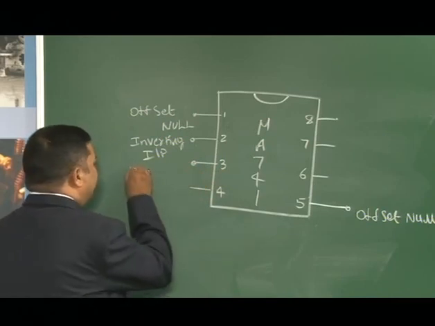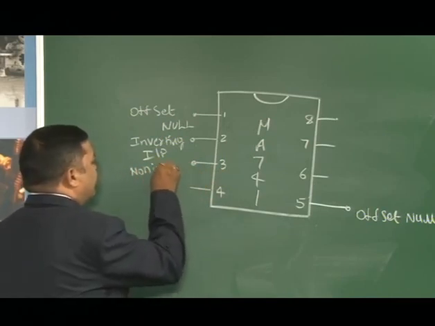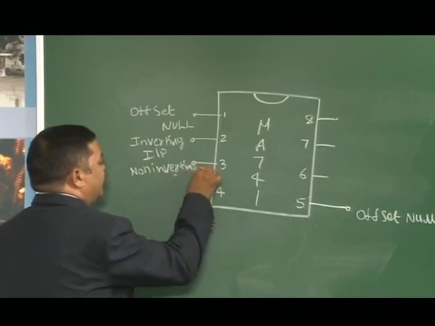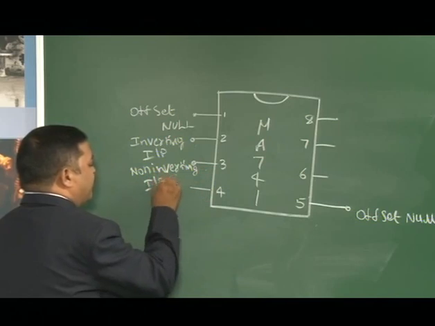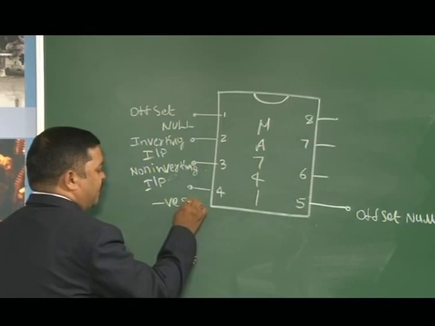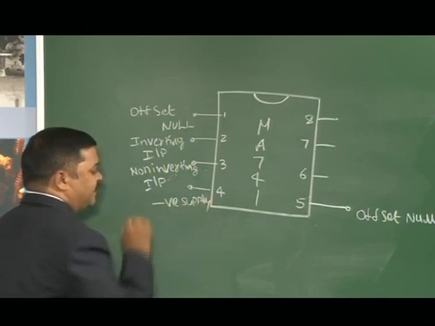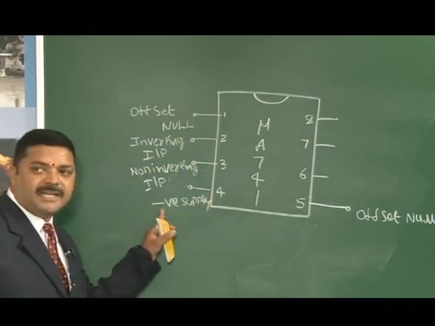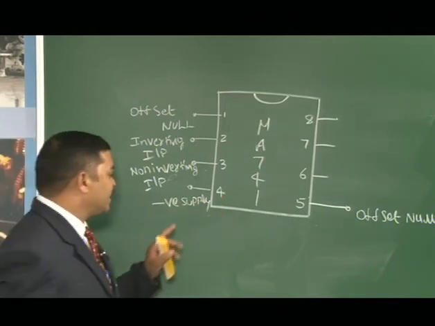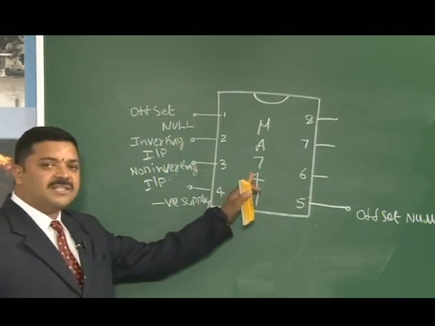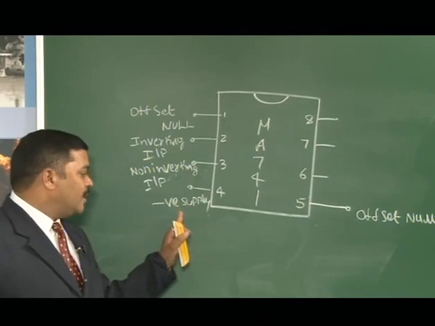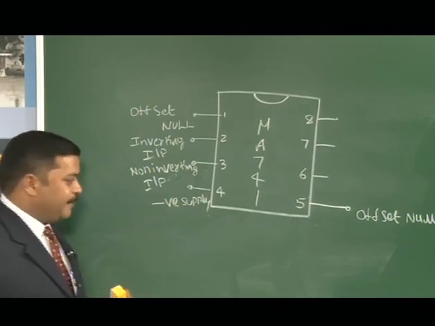So, pin number 3 is the non-inverting input. Pin number 4 is the negative supply, power supply. I told you 2 power supplies are used. One is positive supply, the other one is negative supply. Pin number 4 represents the negative supply. That means we need to bias this circuit by using pin number 4. Pin number 4 we need to give the negative supply of the battery.